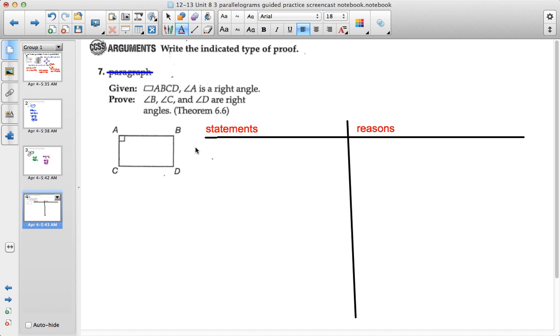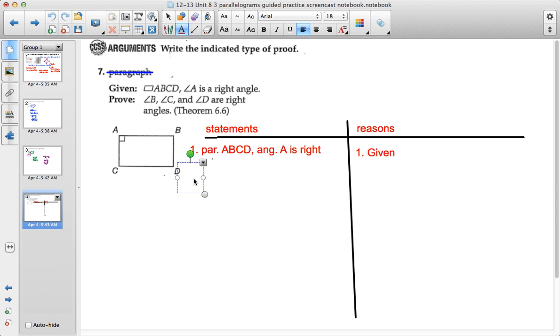So remember, we set up our columns, and we're going to start with our statement side. So one is parallelogram ABCD. I am going to abbreviate right now just because I'm typing. In that, angle A is right. Okay, so you may write it out with the symbols. I just can't do that when I'm typing, so I just did it that way instead. And the reason is given. Okay, next.